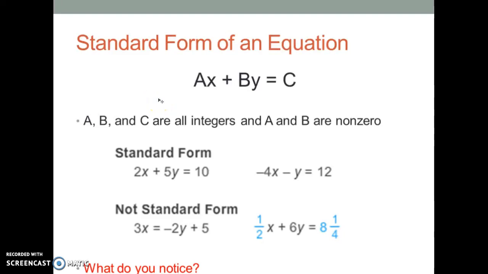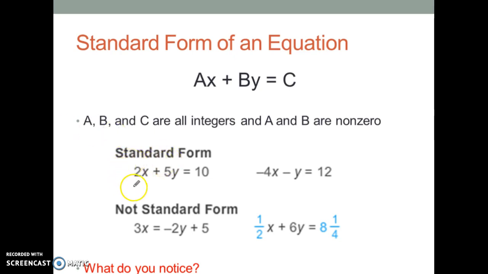In this lesson, we're going to learn about working with lines and finding the intercepts of those lines when graphed. But before that, we're going to look at standard form of an equation. Standard form simply means that the equation is written with the x and the y terms on the same side equal to the number. Typically we'll see that as ax plus by equals c, where a, b, and c are all just integer values, and a and b can't equal 0.